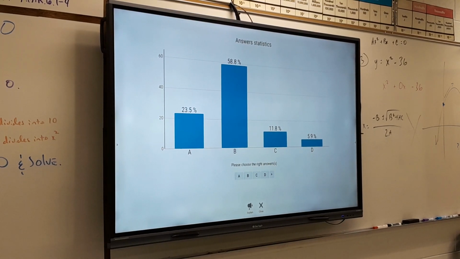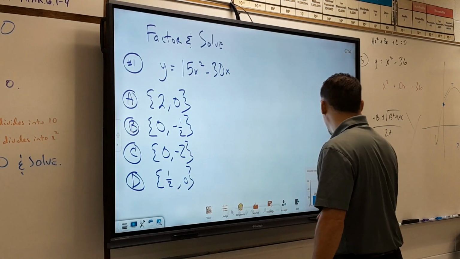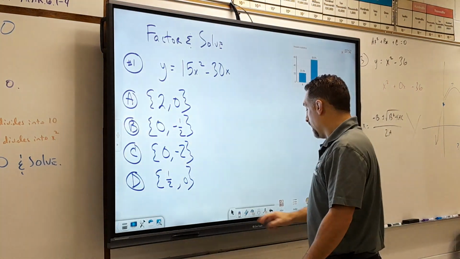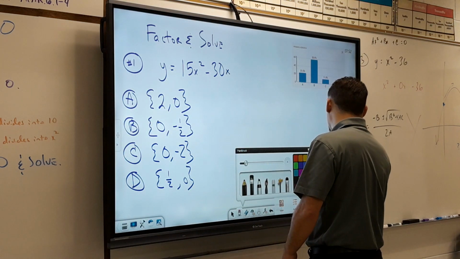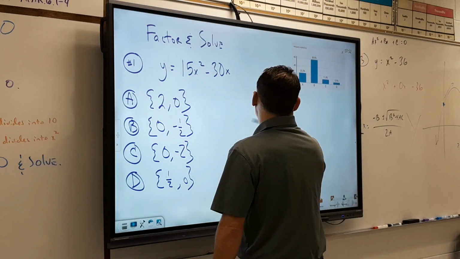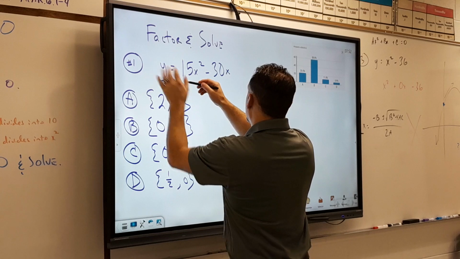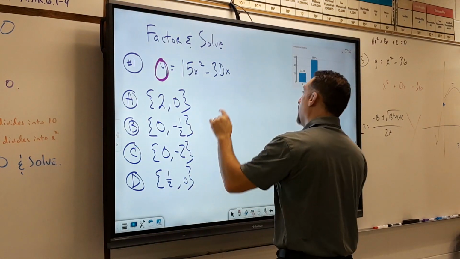Okay, all the students have entered their answers. Here are the results. We need to have a little bit better consistency with our group. So let's take a moment. I'll try to be quick and brief. If you've got this 15x squared thing, this whole thing is set equal to 0. So y is just going to be 0. And you could flip it around if you're more comfortable with that or not.